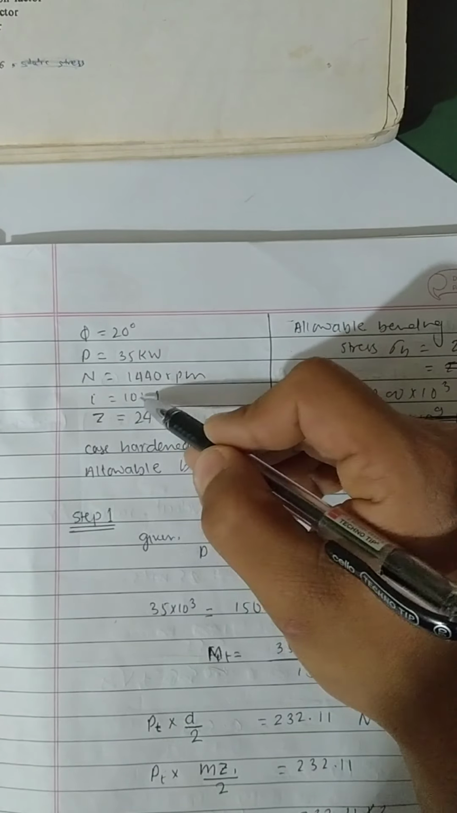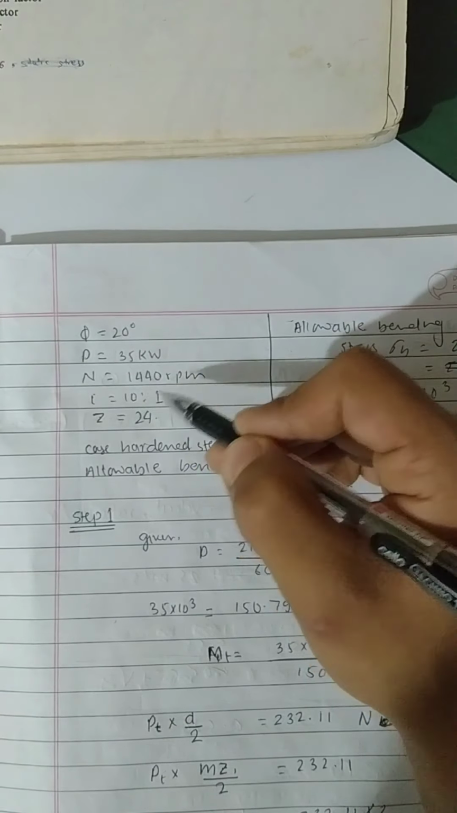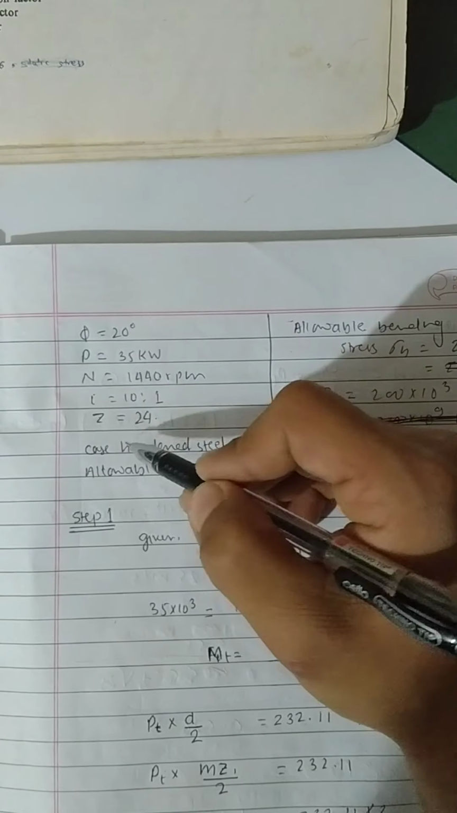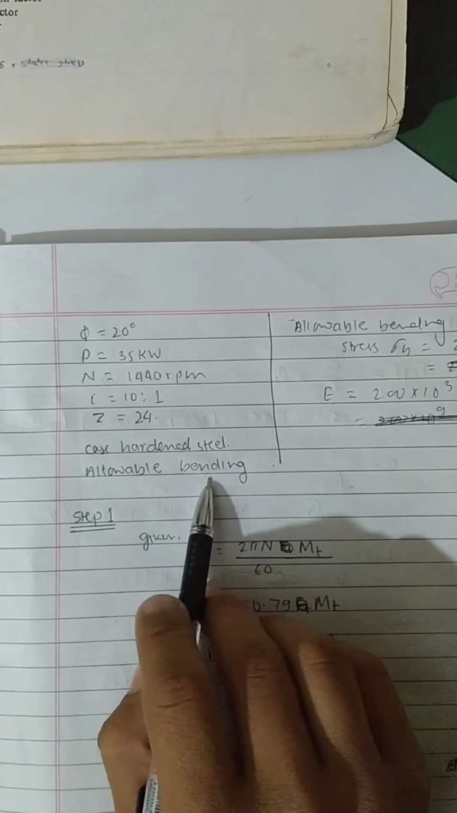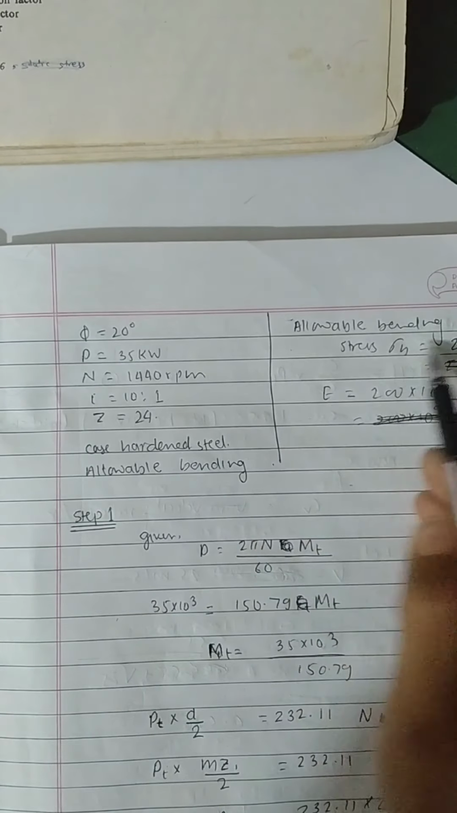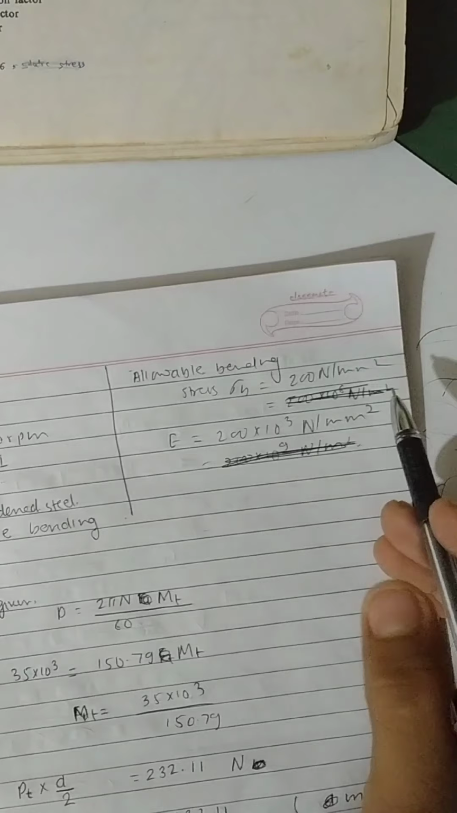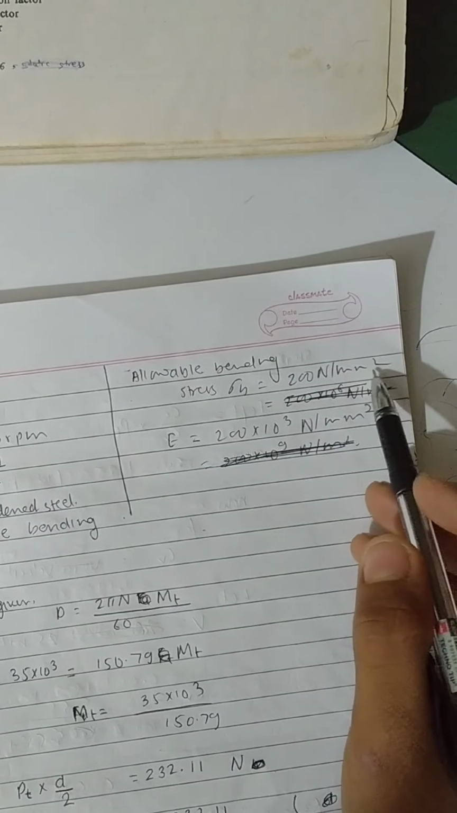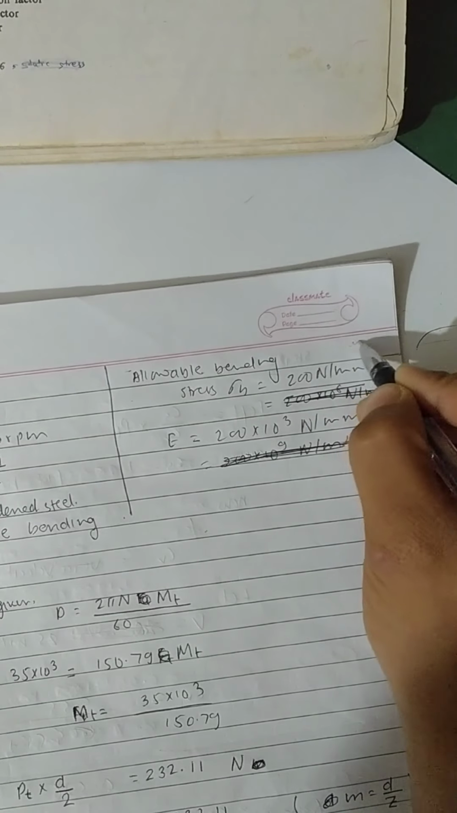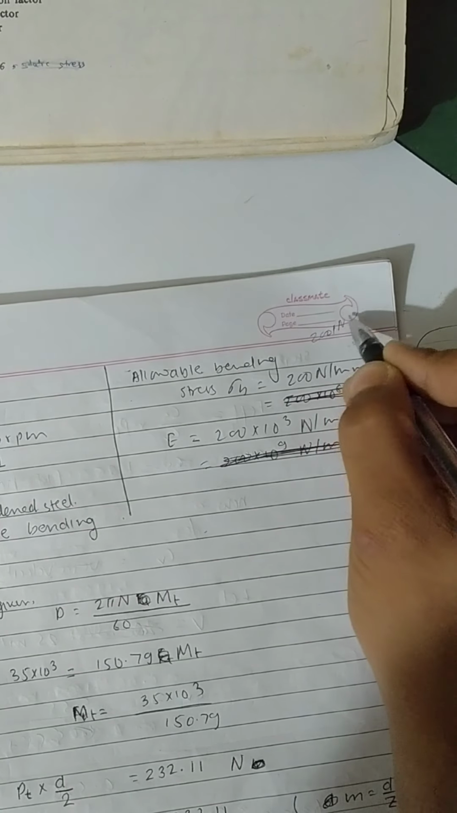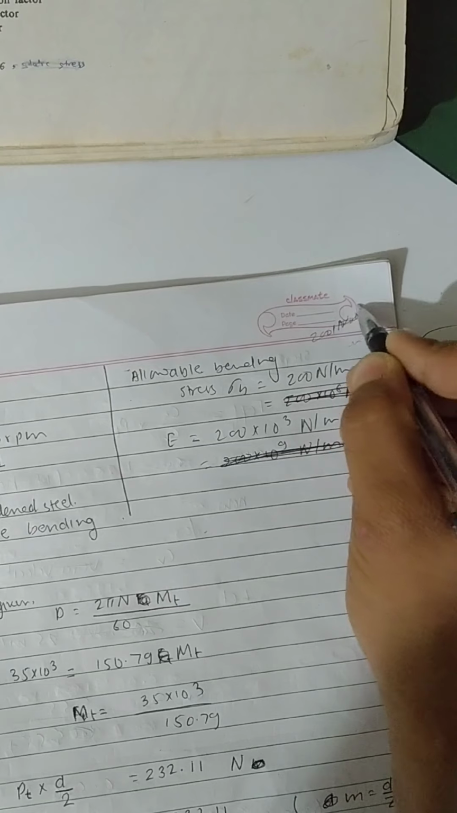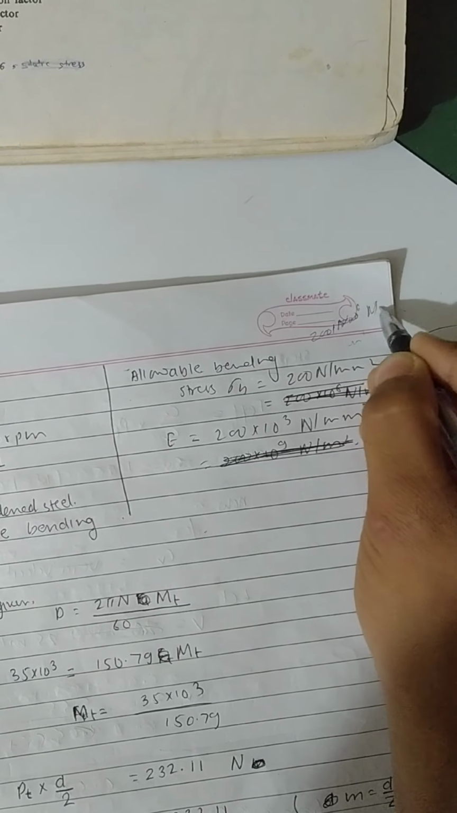I is the gear ratio, and z is the number of teeth. The material is case hardened steel. The allowable bending stress is given here, guys, 200 Newton per mm square. If you want to convert it into meter square, what we have to do: 200 Newton per mm square into 10 to the power 6, Newton per meter square.